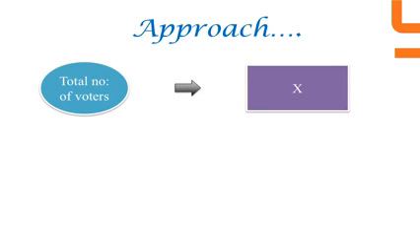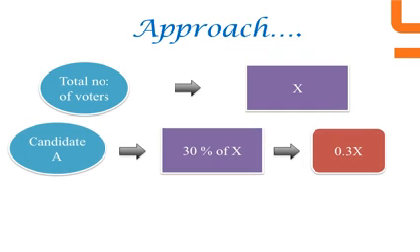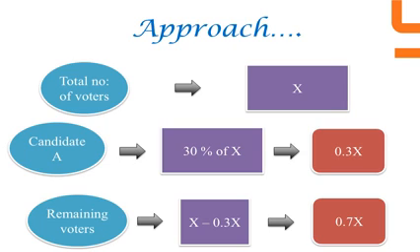Now we have to see how many people voted for candidate A. That is 30% of the total number of voters. That is 30% of x, which will be equal to 30 by 100 into x. That is 0.3x. Now what is the remaining number of voters? It will be x minus 0.3x. That is, we have to subtract the number of voters who have voted for candidate A from the total number of voters. So the remaining number of voters is 0.7x.